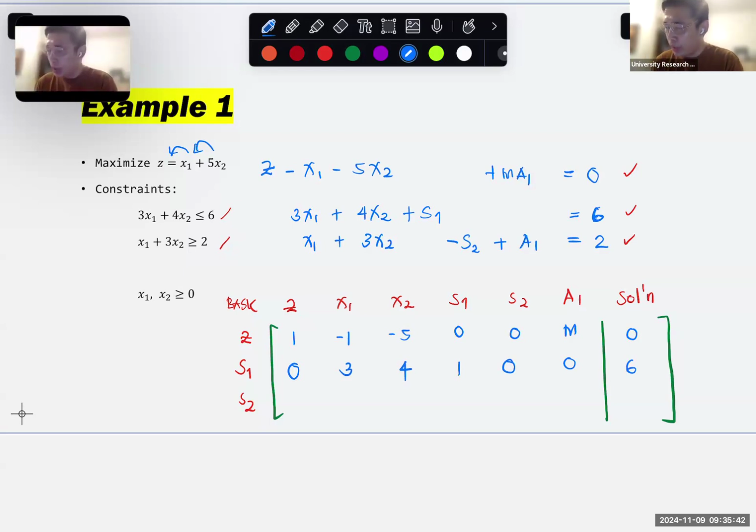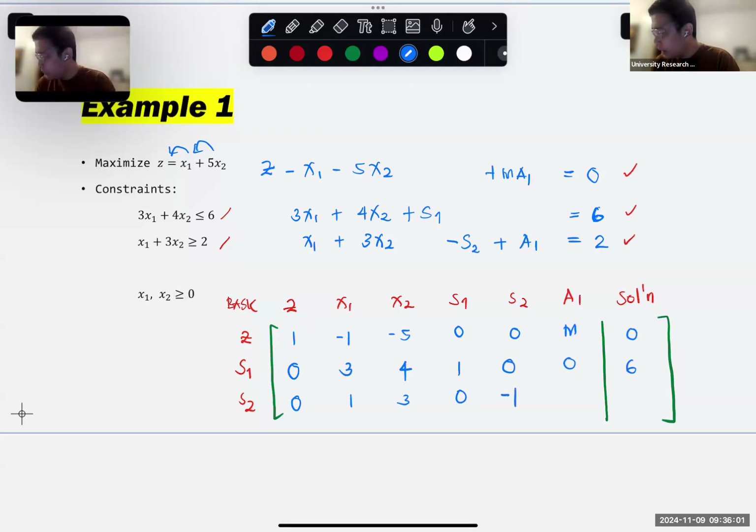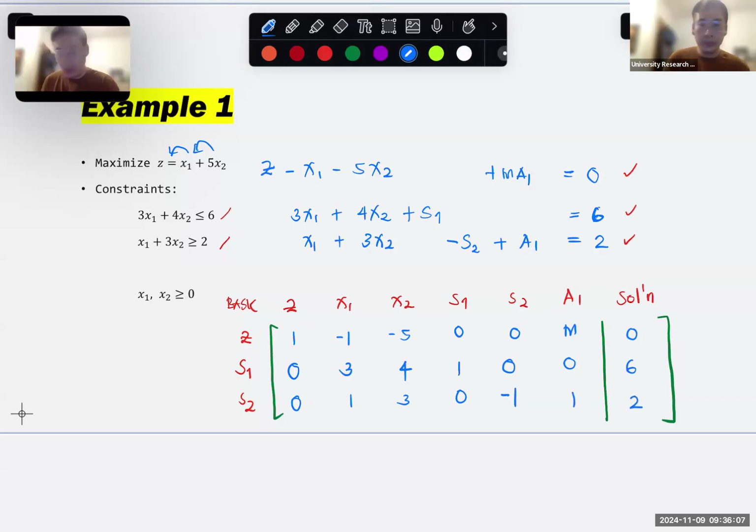For the third one, we have Z is 0, x1 is 1, x2 is 3. So we don't have s1. Our s2 is negative 1. And then our artificial variable is 1. And then the solution will be 2. And this is now our augmented matrix.